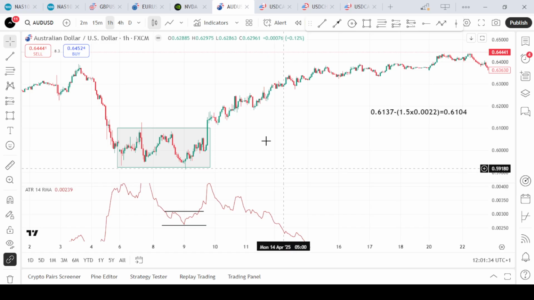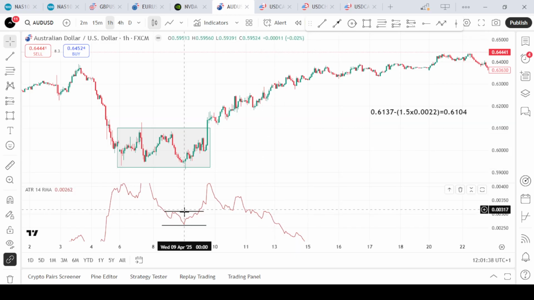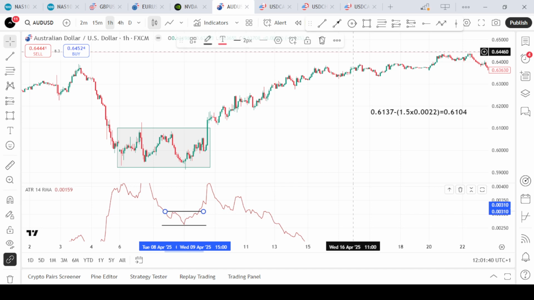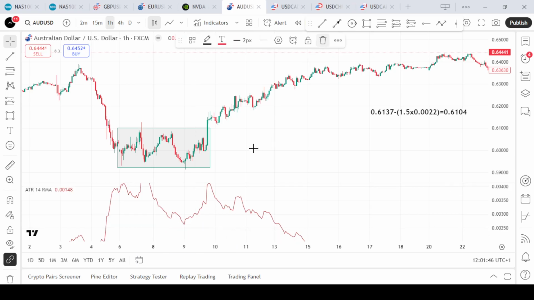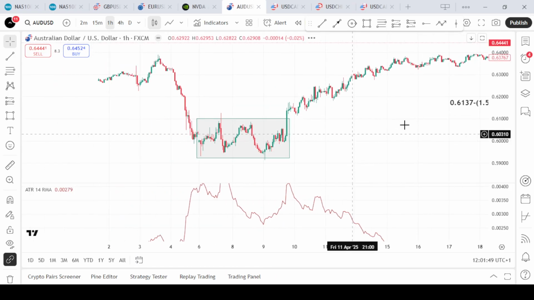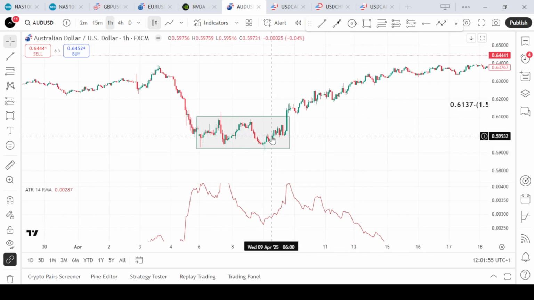Now, you can also use your ATR indicator to set your position size or to calculate your position size. This ATR indicator is a very versatile tool, and we should know how to capitalize on it. Now, to calculate your position size, you'd have to use the ATR formula.